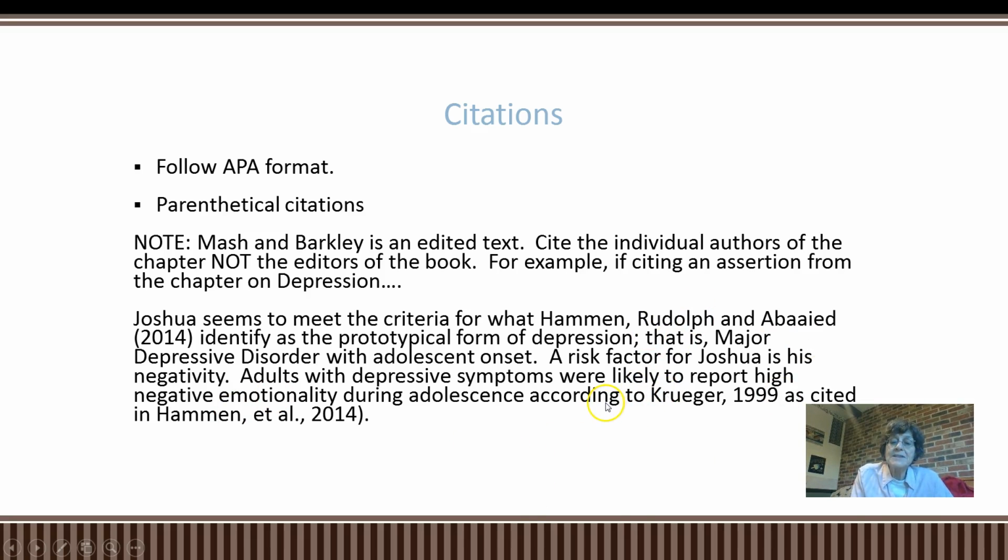And frankly, I made a mistake here. This should be a beginning parenthesis before the word "as." Before the word 1999. So it should say, according to Kruger, no comma, and then in parentheses it should say 1999 as cited in Hammond. A lot of times you might just say, likely to report high negative emotionality during adolescence, and you skip the "according to," and then you just put in parentheses Kruger 1999 as cited in Hammond et al. 2014.